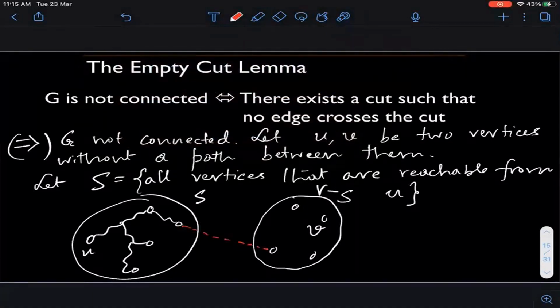No, UV does not become connected. That I cannot say directly, right? Yeah, maybe you can say that, but that will require some more argument. But the easiest thing to say is this. So agar isko main x bolta hu, isko y bolta hu, right? And if this red edge exists in my graph across this cut, then y should have been included in S. What is S doing in V minus S? Yeah, so that's a contradiction, right?